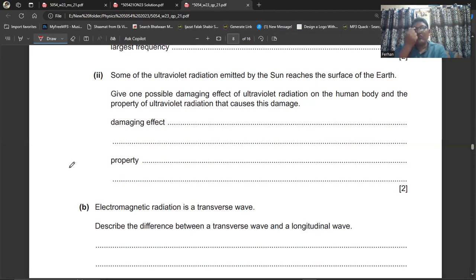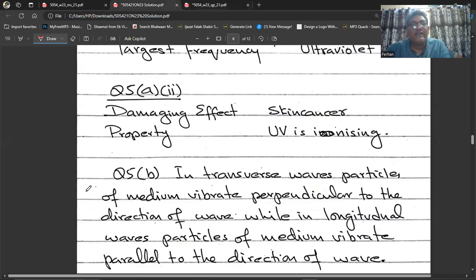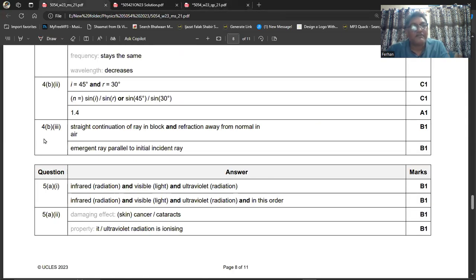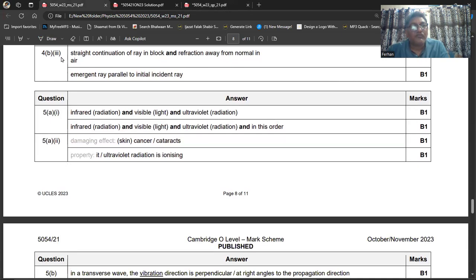That something develops on the eye and eye lens that is called cataract. And so the easiest word is skin cancer. You can talk about that. And why this happens? What is the property of the UV light that causes this? The UV light is ionizing, so it ionizes. So due to that, this happens. So the damaging effect is skin cancer, and the property of UV is ionizing. So this is the marking scheme showing up.